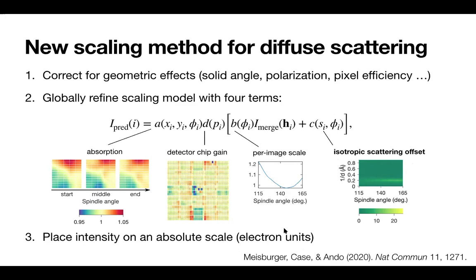Okay, so after all of that, we also developed a method to place the intensity on an absolute scale of electron units. And this removes some of the arbitrariness of model fitting, because the model has to also predict the intensity of the diffuse scattering. I won't say anything more about this absolute scale thing, but you can read about it in our paper.